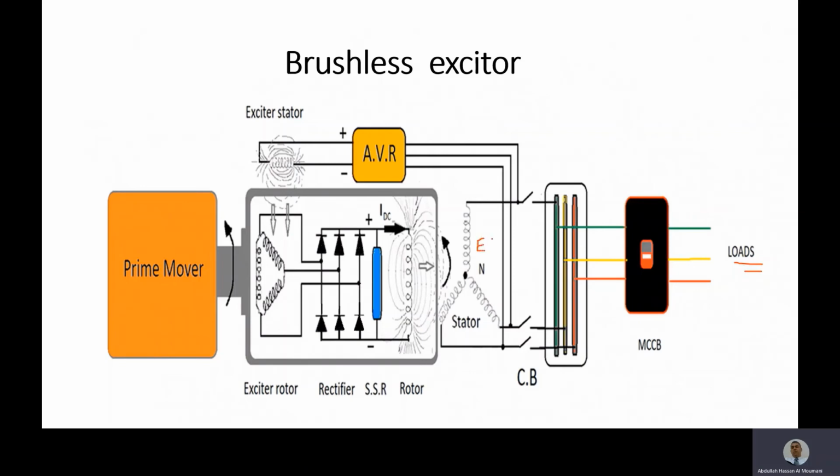It will be reduced. Okay. Now, we designed these generators so that the AVR will increase the excitation, or finally the IDC, which is coming to the rotor, in order to raise the output voltage of the generator to be equal to the required value. Okay. And we will not increase the speed.